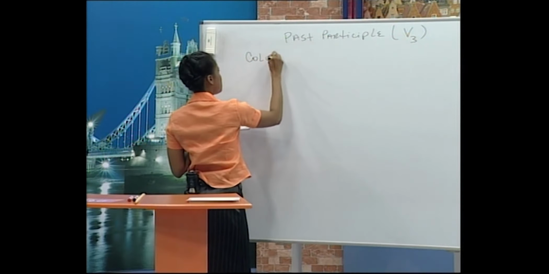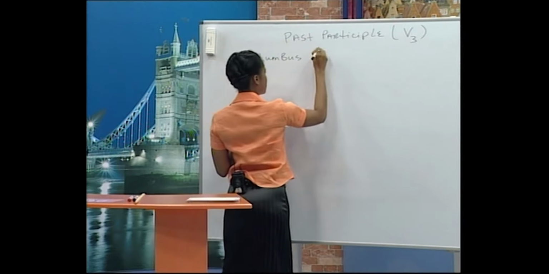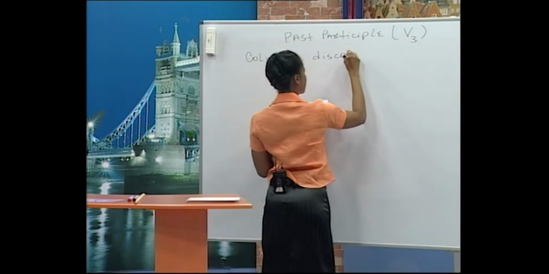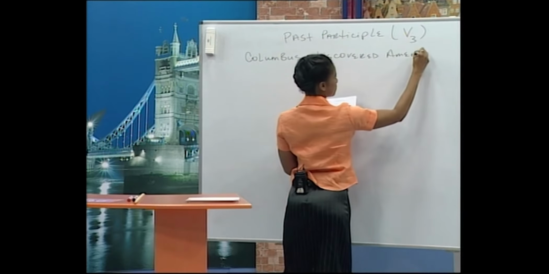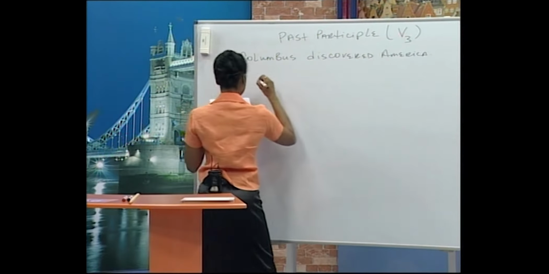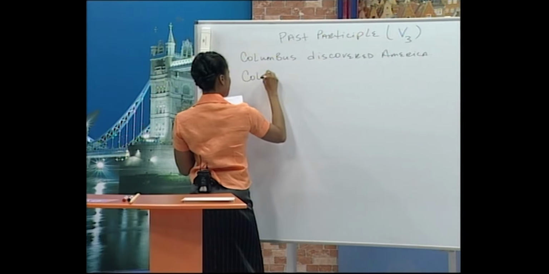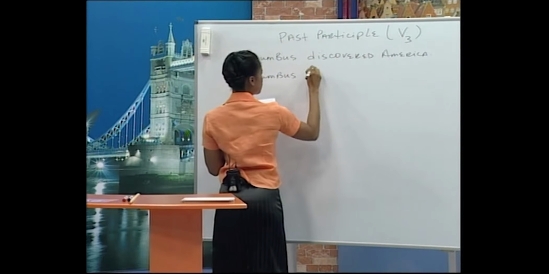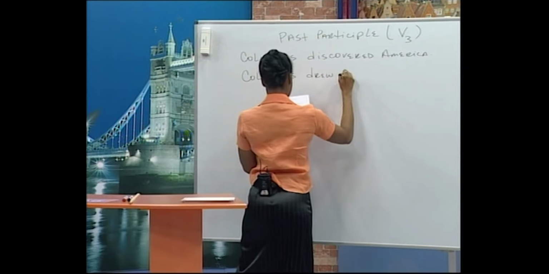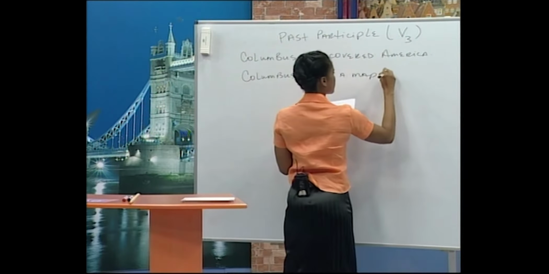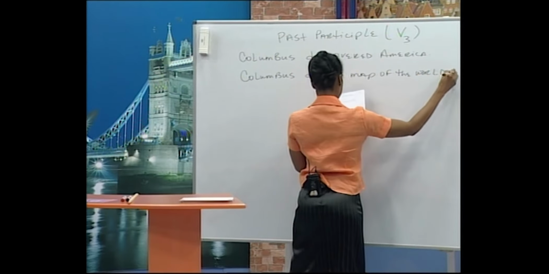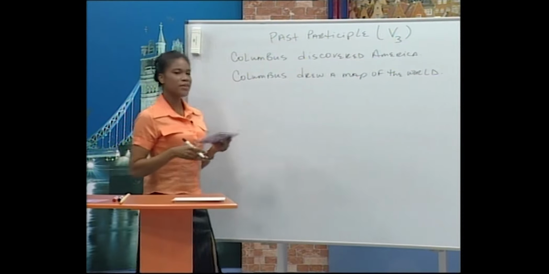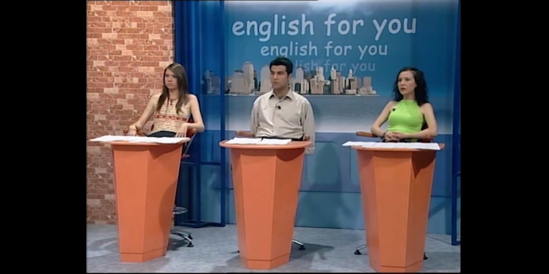Now let's go back to two sentences we wrote down earlier. We said Columbus discovered America. Remember? We also said Columbus drew a map of the world. Linda, could you read the first sentence? Columbus discovered America. Thank you.